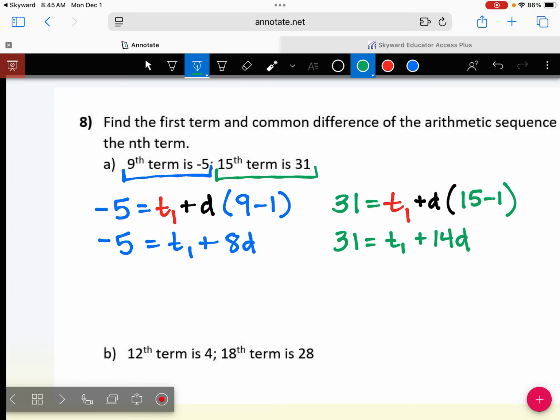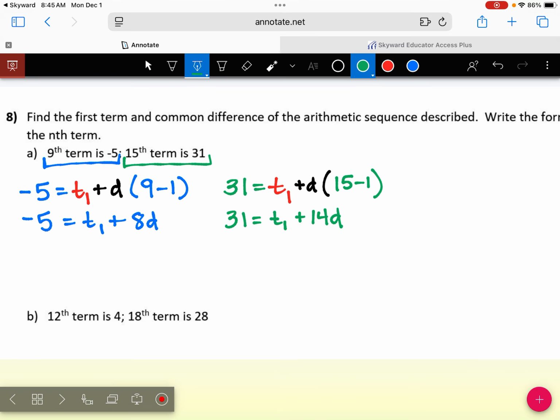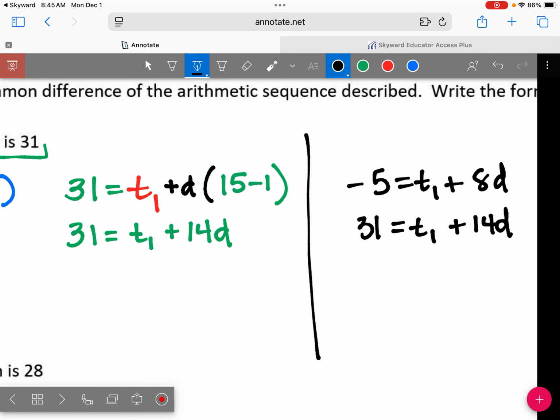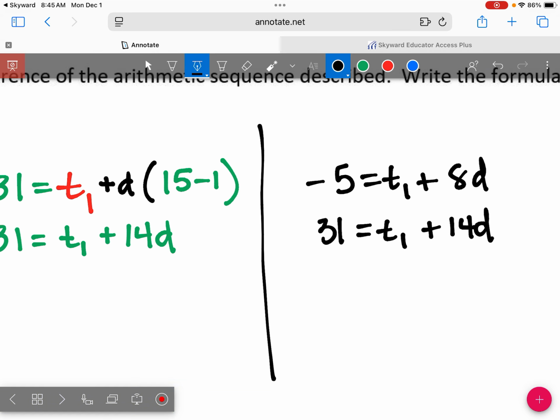And we have to solve it. So I'm going to go ahead and stack them over here. So I have -5 equals T1 plus 8D. And then I have 31 equals T1 plus 14D. So the easiest variable to eliminate would be T1. So I don't know if you all remember elimination. Remember elimination? In order for it to eliminate, these have to be opposite signs.